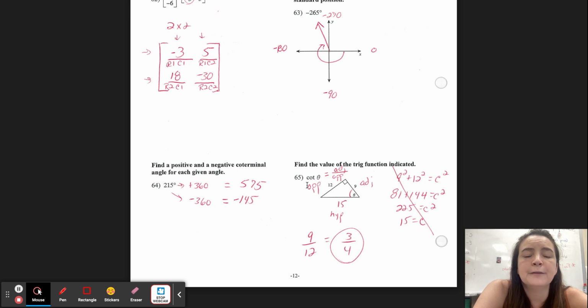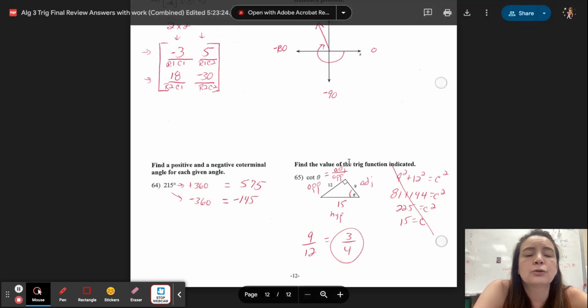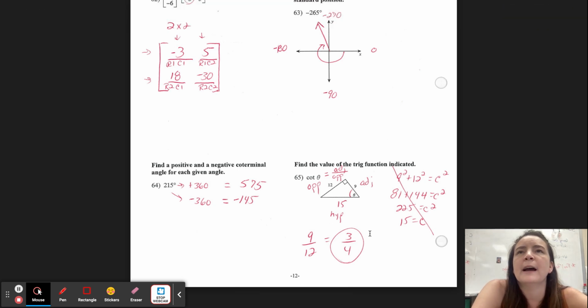For number 65, this is just your trig functions. You had all the formulas. We had sine, cosine, tangent. We had cosecant, secant, and cotangent. So you have those formulas. For this triangle, they only gave me 3 of the sides. So just by instinct, I went ahead and found that third side because I'm just used to doing that.